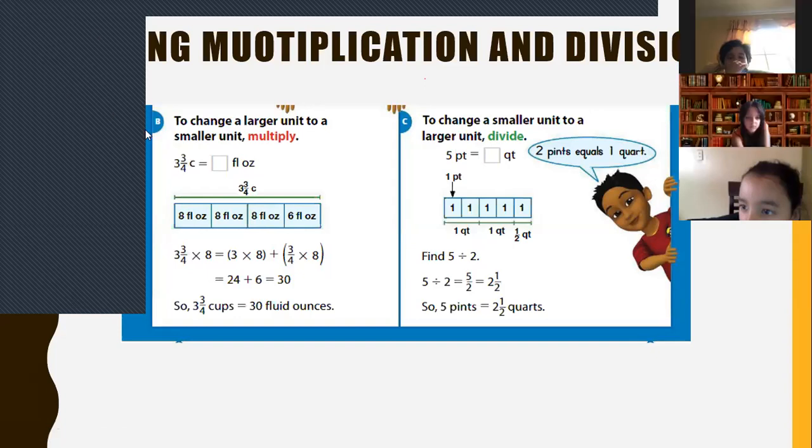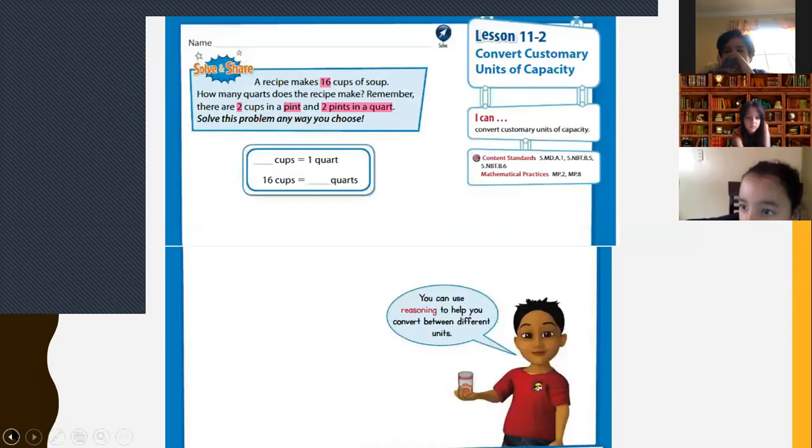First of all, we're gonna change the larger to smaller units. And then, how many? No, listen to me. How many? I'm gonna go back. I will go back.